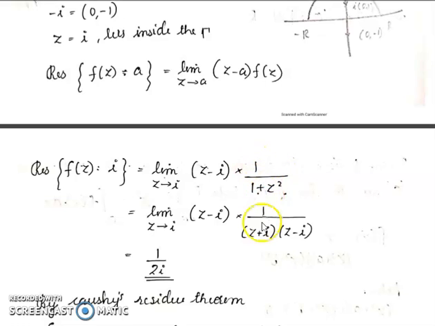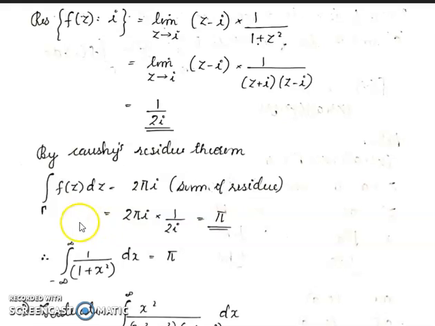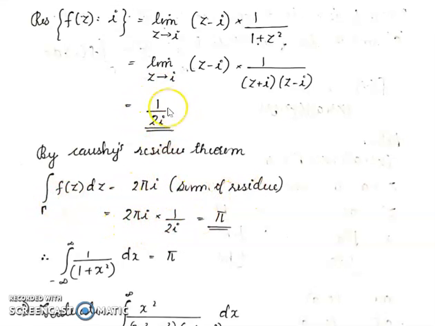The denominator of f of z can be split. Cancelling z minus i, you get 1 by z plus i. Now z is i, so i plus i is 2i, giving 1 by 2i. After cancelling and applying the limit, you get this. By Cauchy's residue theorem, the integral value is 2 pi i times the sum of residues. So 2 pi i times the residue 1 by 2i, and cancelling, we get pi. So we get the answer from equation 1.